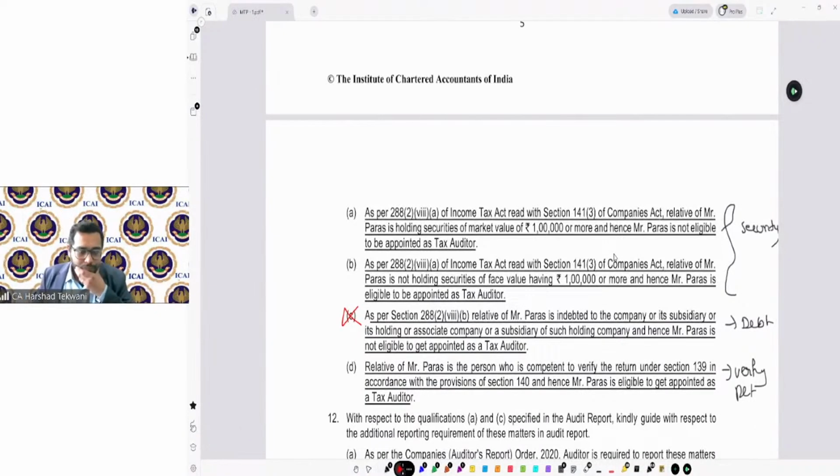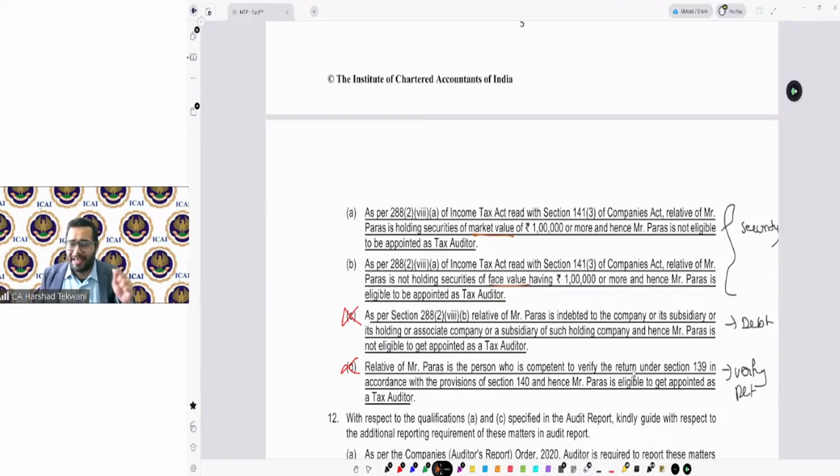Now second, relative of Mr. Paras is a person competent to verify return. Again, this is not given in the question itself. There is no information about this. So I'll also mark it down. This is not the case. Now 1 and 2, the only difference between 1 and 2, if you see, is with respect to market value and face value.